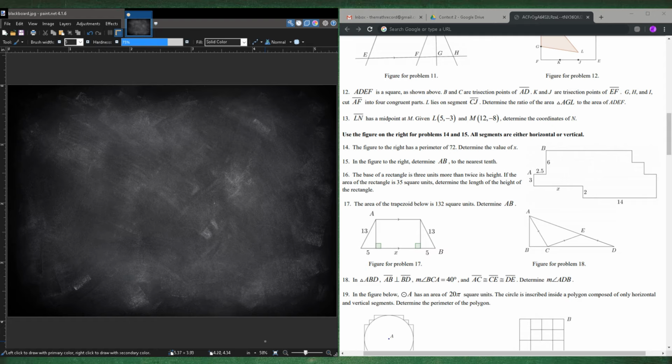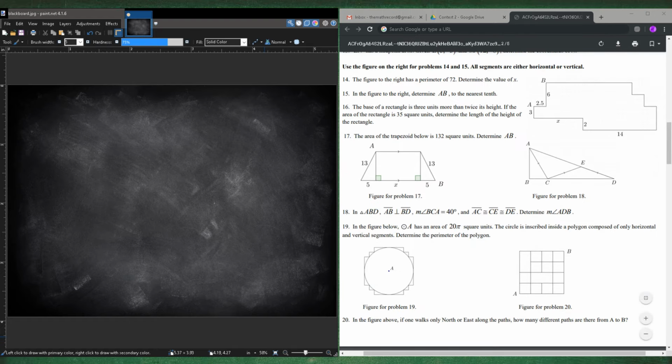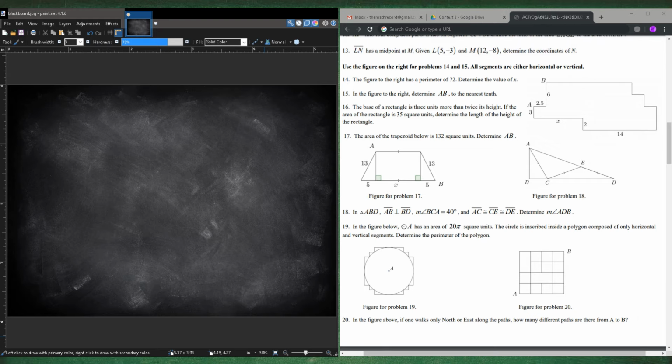Number 5. In the figure to the... sorry, I already did number 15. Sorry. Number 17. The base of a rectangle is 3 units more than its height. So let's say the base is 3 units more than its height. So its height plus 3, and its height is this, h. If the area of the rectangle is 35 square units, determine the length of the height of the rectangle. So we just need to look for the height.